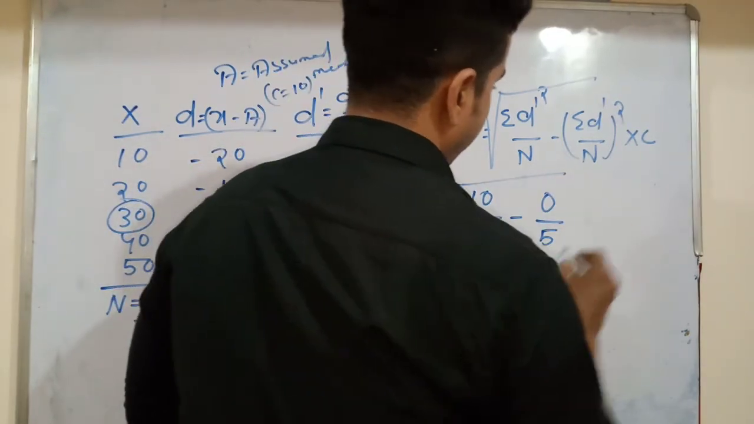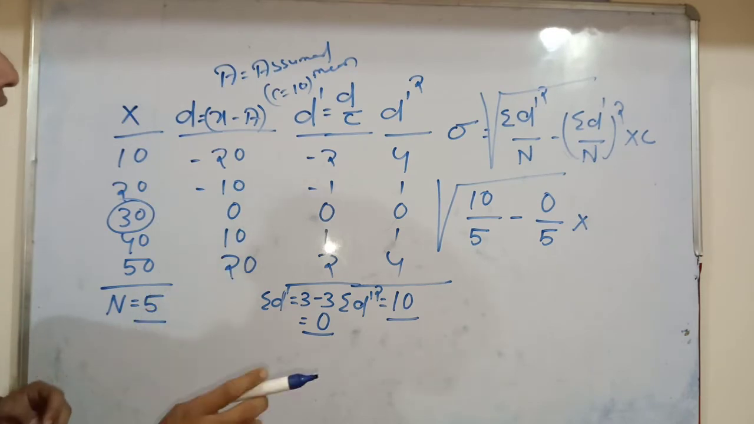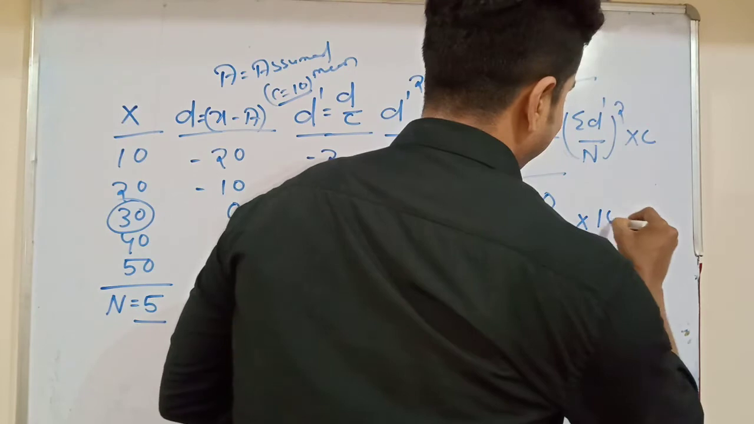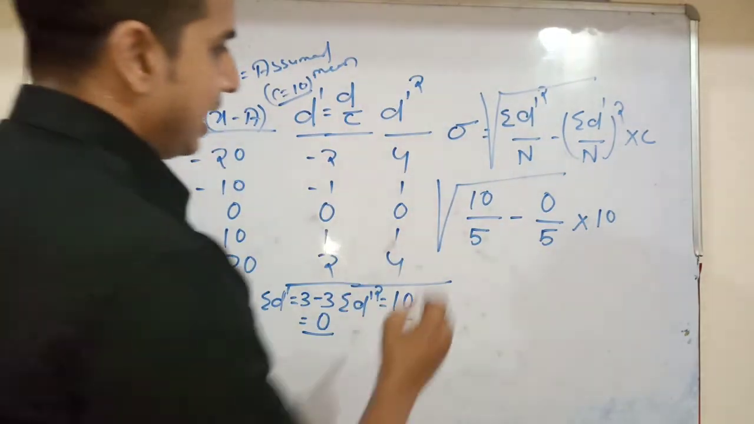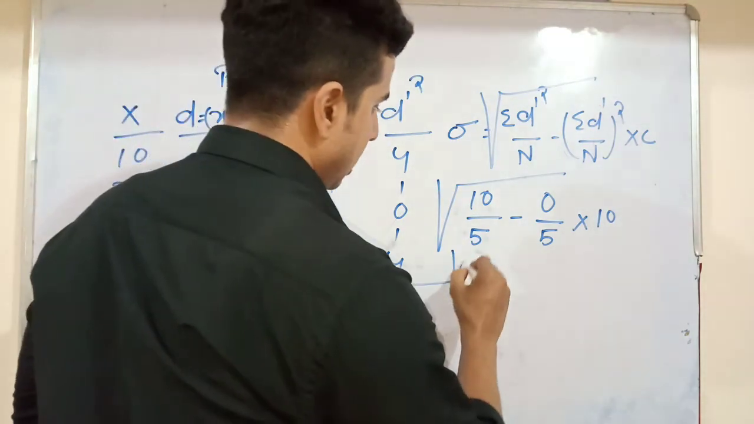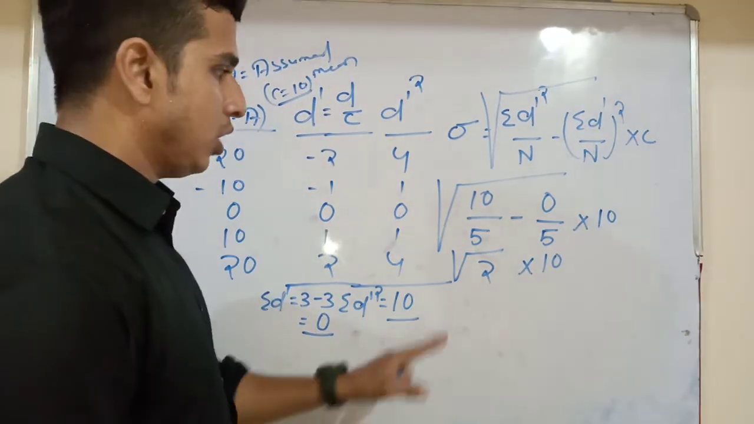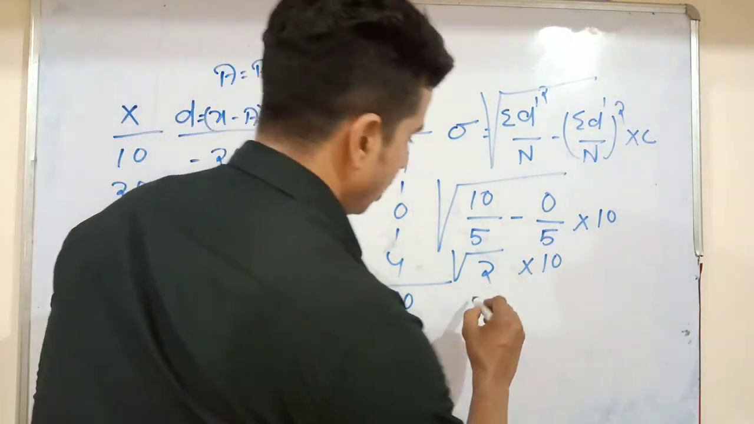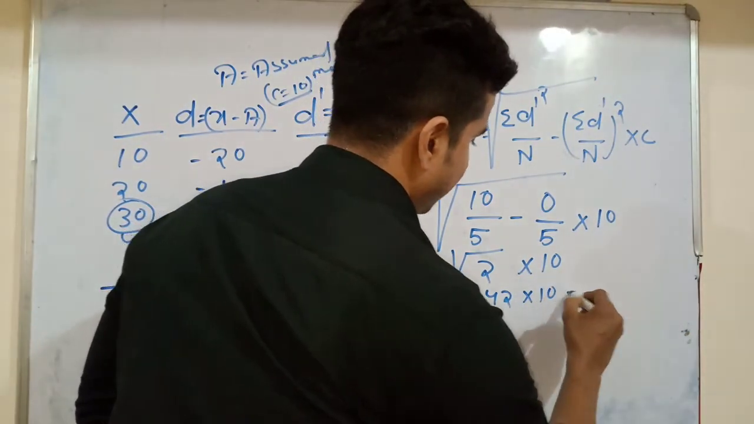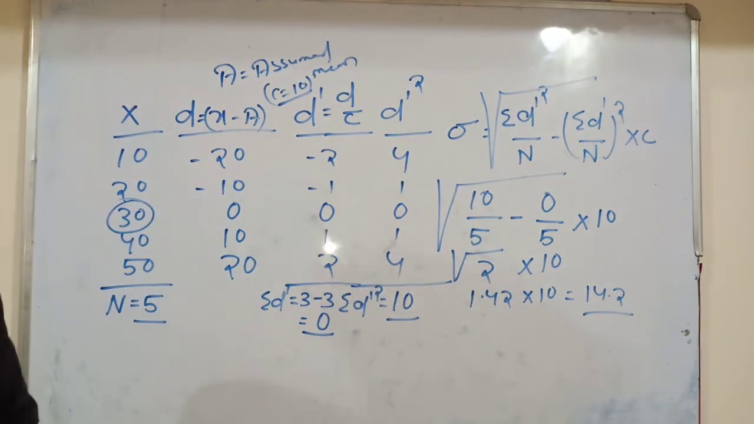Then the root over multiplied with C. The value of the C we have already assumed to be 10, so the value of C is 10. Then 10 divided by 5 is 2, which means the root over of 2 multiplied with 10. The root over of 2 is equal to 1.42, multiplied with 10, which means 14.2 is the answer. 14.2 is the answer.